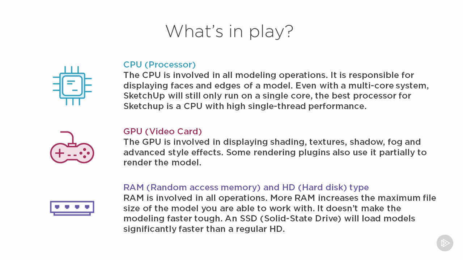However, if you're working with a heavy model, having a lot of RAM won't make the actual modeling faster, because you'll be able to open it quickly. But if the model is heavy, it means that it has a lot of edges, so the CPU is still going to be the bottleneck in your pipeline and the overall modeling speed will still be quite slow. The other point is that an SSD or a solid state drive will load models significantly faster than a regular hard disk. So compared to the two other factors, RAM is minor.